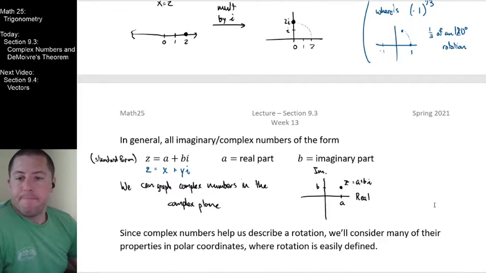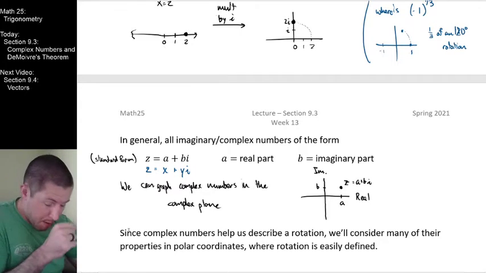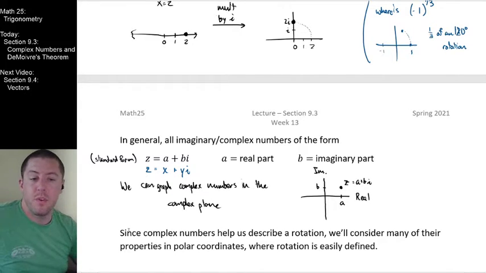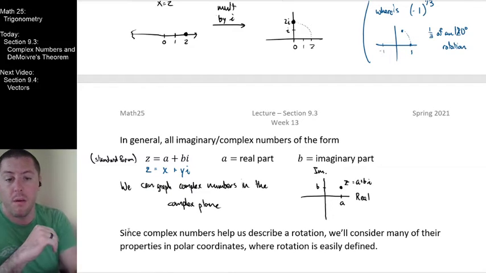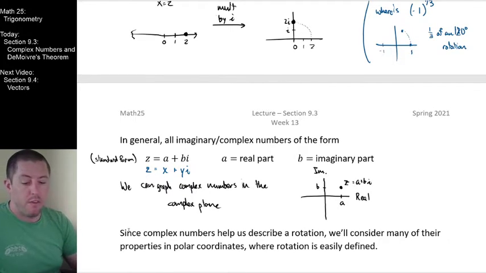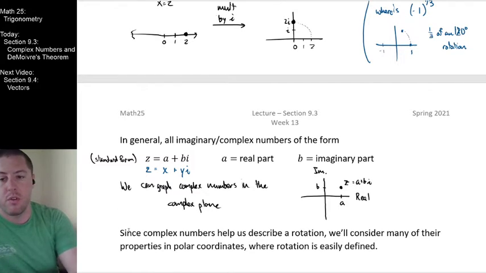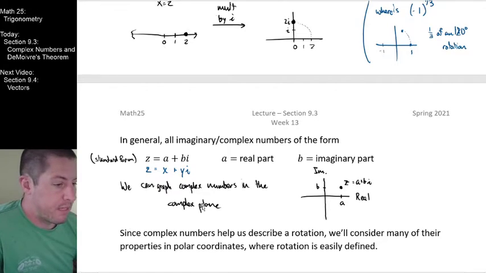So our next topic associated with these imaginary numbers is, since complex numbers seem to be helping us describe amounts of rotation, it seems reasonable that we should be considering their properties when we're in polar form, because polar form is where rotation is most easily described. So let's go ahead and see what it looks like to write a polar form of a complex number.